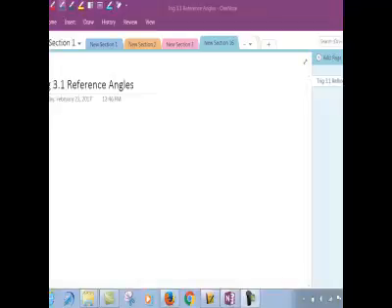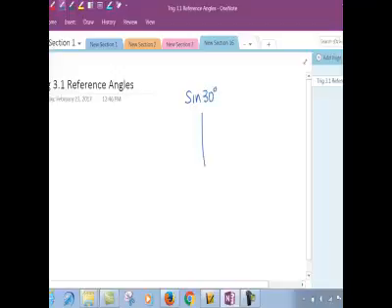All right, here we go, Chapter 3, Trigonometry. We're going to talk about reference angles. Last chapter, we found the exact values for trig functions of certain angles between 0 and 90 degrees. For instance, we were asked to find the sine of 30 exactly, without a calculator.